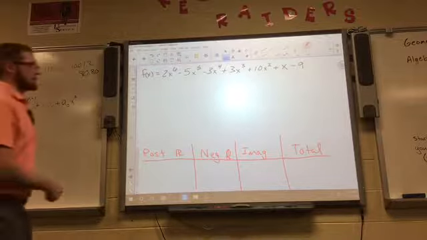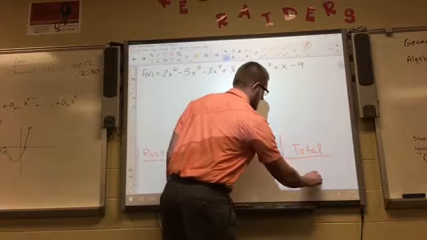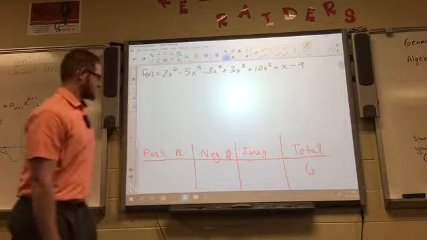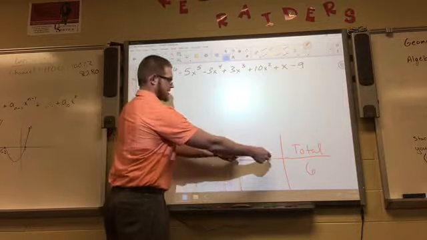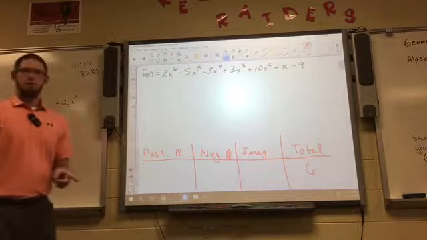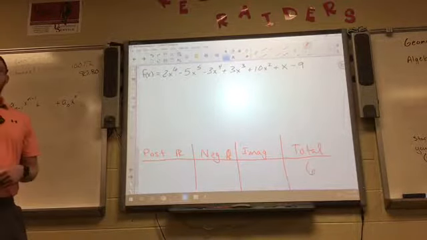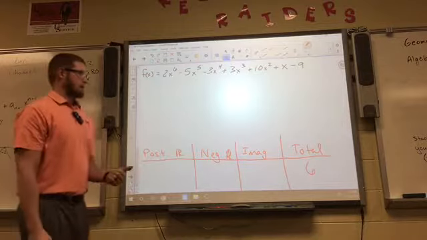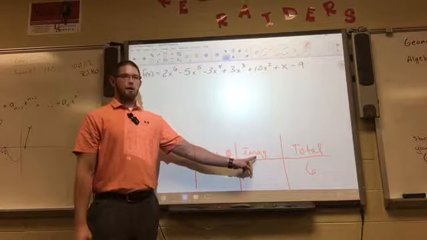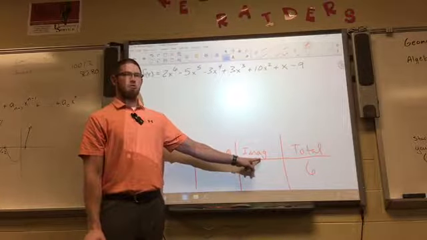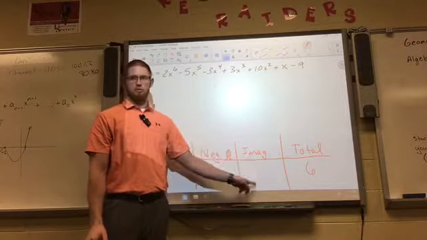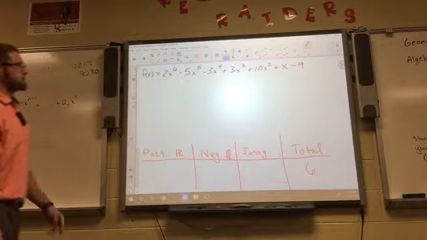Okay, so I can already fill in over here. I know my max total is going to be 6. So my total between my positive plus my negative plus my imaginary can only add to 6. We also know that my imaginary zeros come in pairs, right? So keep that in mind. They're only going to be 2, 4, 6, 8, only going to be even numbers over here. Okay, everything's coming in pairs.